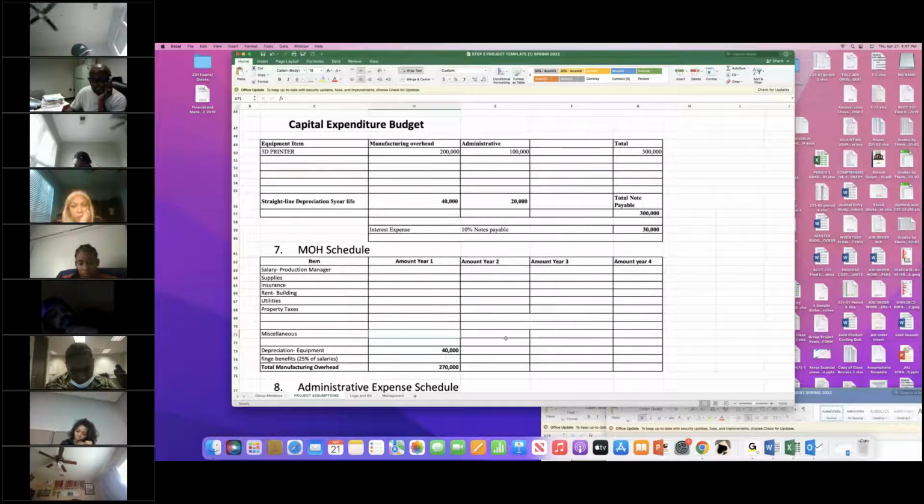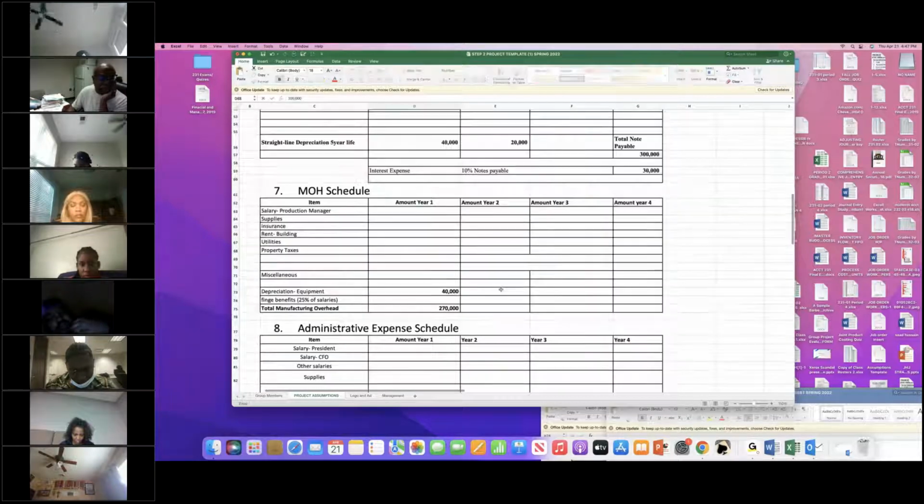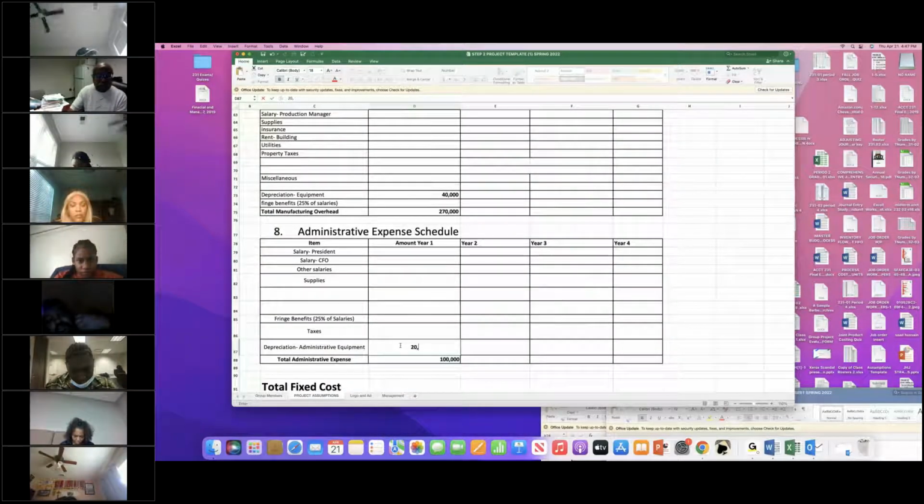Now we got to do the administrative expense. And let's assume the total administrative expenses are 100,000. I'm just putting some things in to show you how you do it. For that, 120 of it must be that depreciation you calculated above. And then you have the president, fringe benefits, you normally paying 25% of fringes. But so this is the schedule you're going to make to come up with your costs.